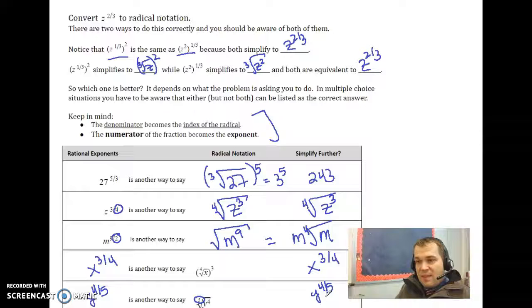So that's basically the idea. We don't run into too many problems until we have to simplify further, and all of those types of practices were happening in the previous standard 5.1. For this, if you can just keep in mind that the denominator of your fraction is always the index of the radical and the numerator is the exponent, and if you keep in mind that the exponent can be either inside or outside, it doesn't really make a difference, you'll be totally fine. Good luck.